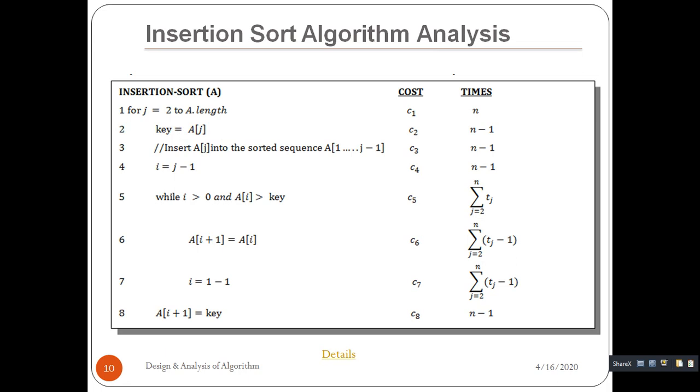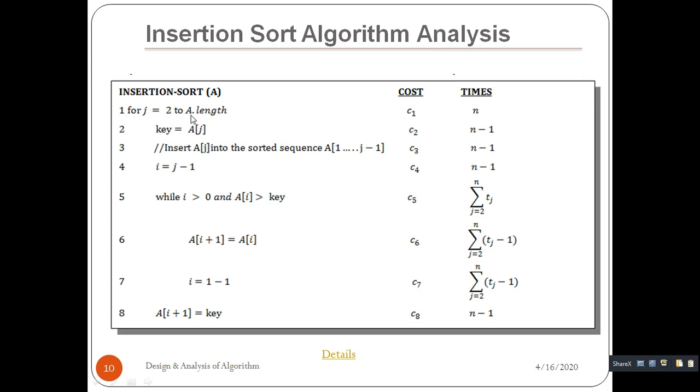Okay, now the same algorithm I have written here, step 1, step 2, like that. I have marked each statement as one step. So let's say this particular step requires cost C1, this one requires cost C2, this C3, like that. The last step costs C8.